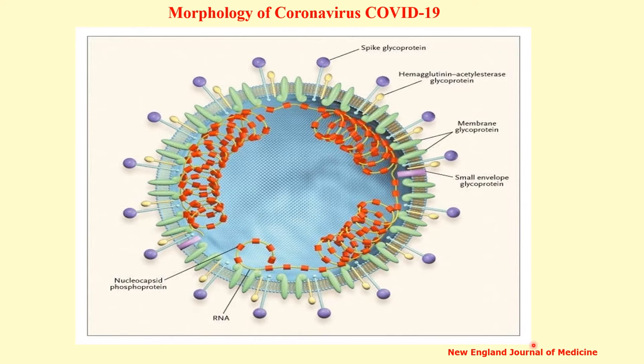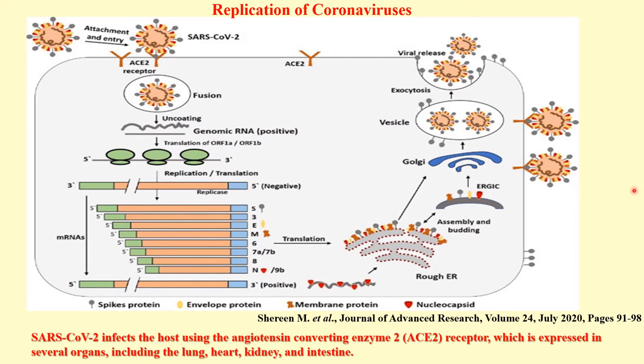This diagram was published in the New England Journal of Medicine. As I have described previously the replication of coronavirus in general, now I'm going to talk about what we know about the replication of coronavirus COVID-19. So this is coronavirus COVID-19, and you can see that the coronavirus will be attached to a cell receptor. The cell receptor for coronavirus we call angiotensin converting enzyme 2, or ACE2. Here you can see that the coronavirus, by using its S protein or spike protein, is attached to the ACE2 receptor on the cell membrane. So this is the cell membrane.